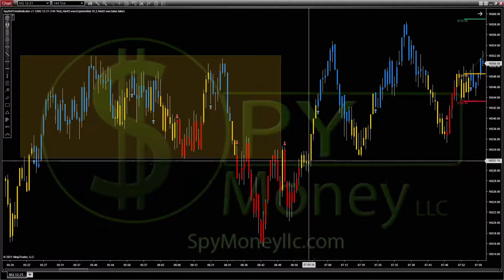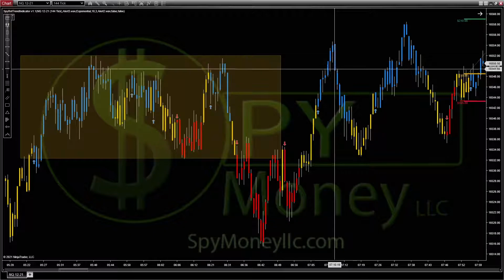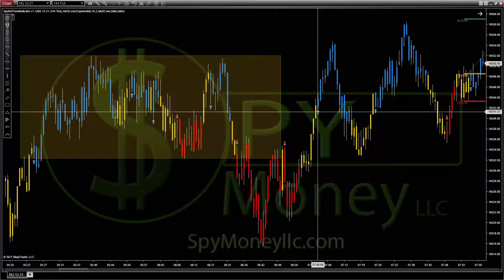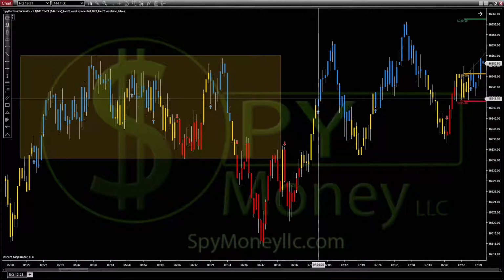If it's red, you short. If it's gold, you stay out. If it's blue, you go long. Pretty easy. Very visual. You just have to follow it. It does have arrows. You even have alerts in the settings that you can turn on. So whenever it does turn, it'll alert you so you can hop in on the trade.